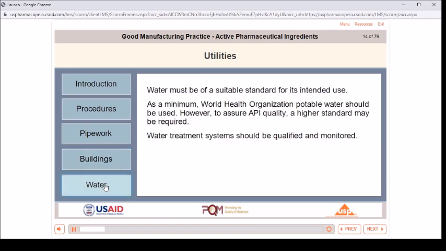Water. Water must be of a suitable standard for its intended use. As a minimum, World Health Organization potable water should be used. However, to assure API quality, a higher standard may be required. Water treatment systems should be qualified and monitored.